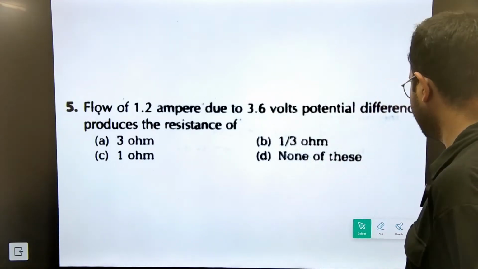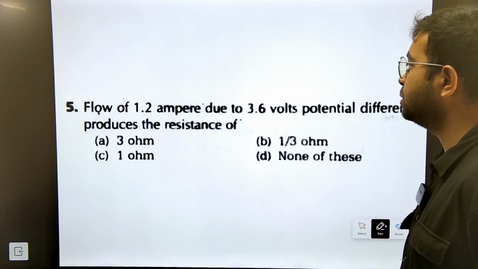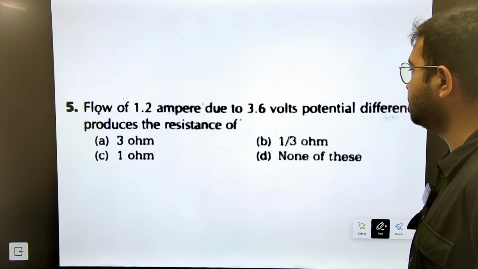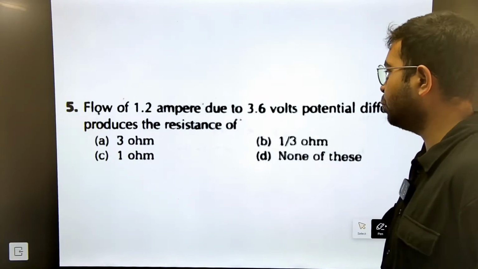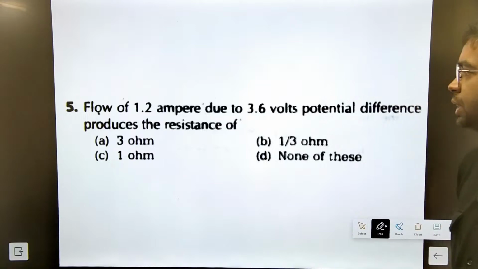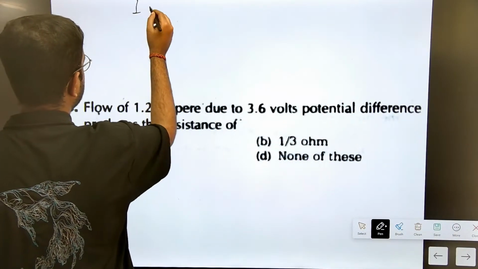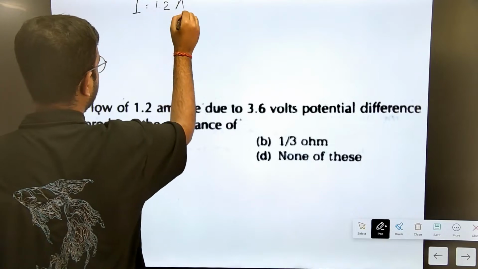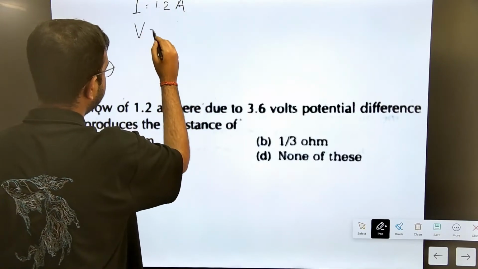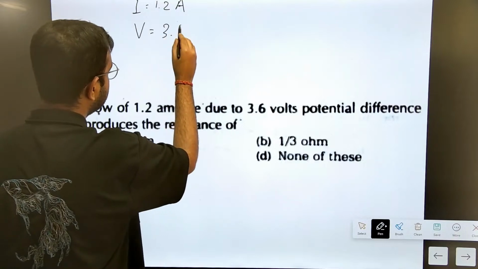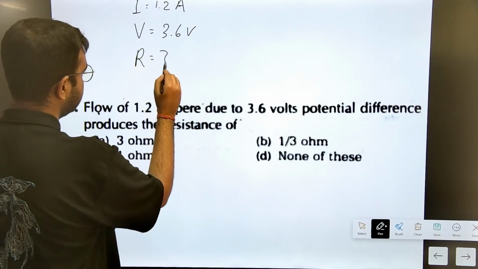The next question, this is a very easy question. Look at it. A flow of 1.2 ampere due to 3.6 volts potential difference produces the resistance of what value? Which of the following? Now see, we have current I equal to 1.2 ampere. We have voltage V equal to 3.6 volts. What we need to find out is the resistance R.